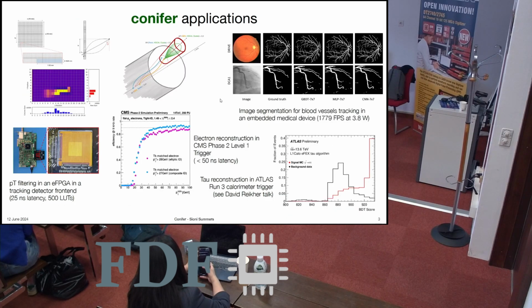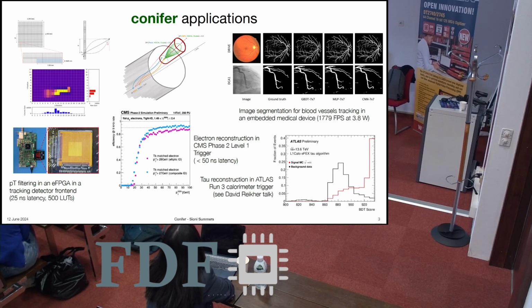Just to motivate why this is relevant, here are some example applications. On the left, we have a front-end ASIC for a tracking detector, where the ASIC also has an embedded FPGA, a really resource-constrained FPGA. This is the readout module for a silicon pixel detector. The team behind this work implemented a tiny decision tree model to filter based on the transverse momentum of tracks traversing the silicon detector, so you can do a kind of data reduction from the front end. Because it's so constrained, this fits within 25 nanoseconds, and the eFPGA itself has just 500 lookup tables, but they were able to put a model in there.